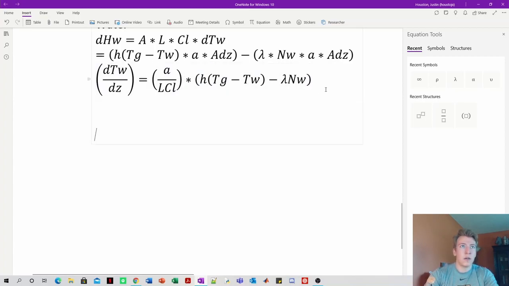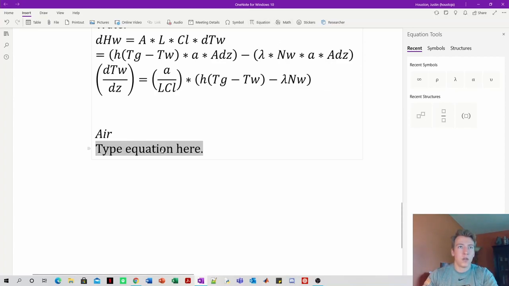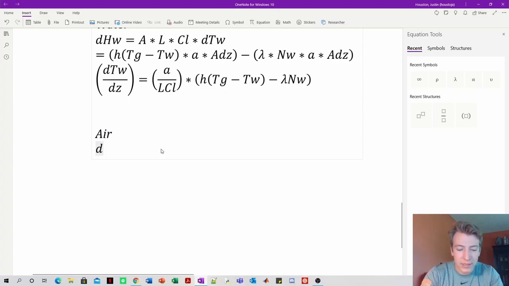I'm just going to carry this on. So we got water, or the air, excuse me. We just found the water. So the air now, let me insert an equation. So now we have that. We want to start deriving this equation.